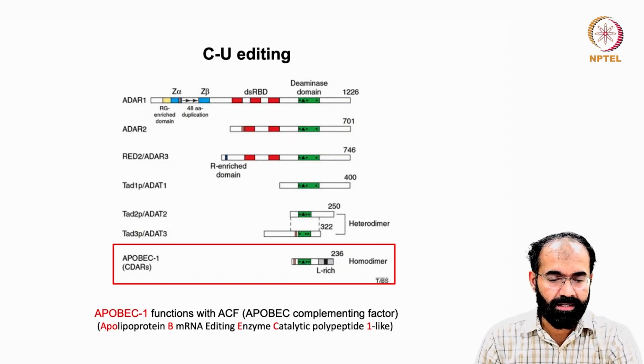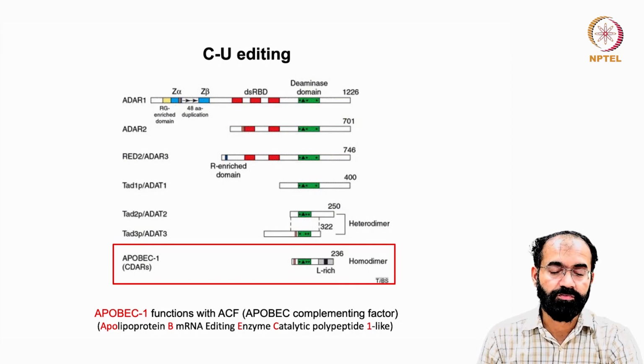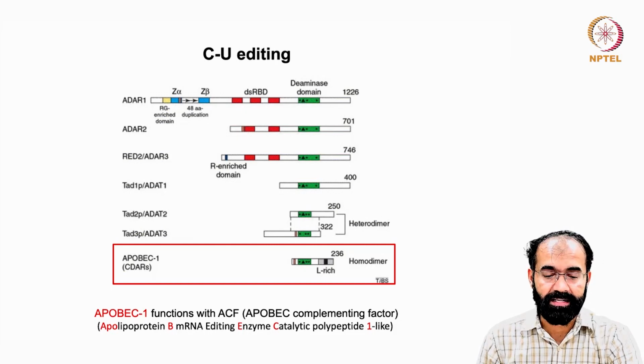So what is APOBEC? Apolipoprotein B mRNA editing enzyme catalytic polypeptide 1-like, that is the full form of APOBEC, and some portions have been highlighted in red color, and 1-like is given this number. This functions with ACF. What is ACF? APOBEC complementing factor.